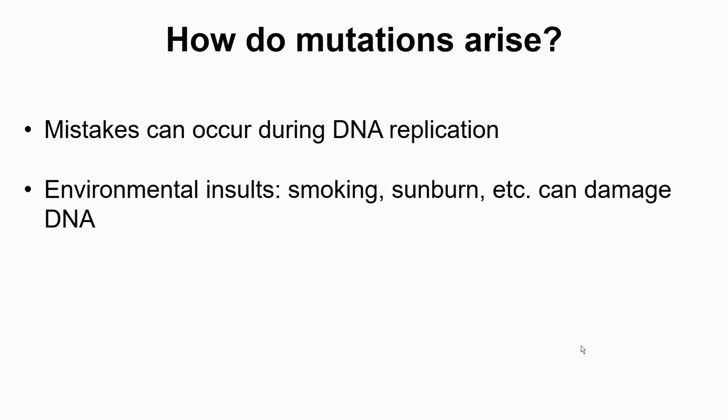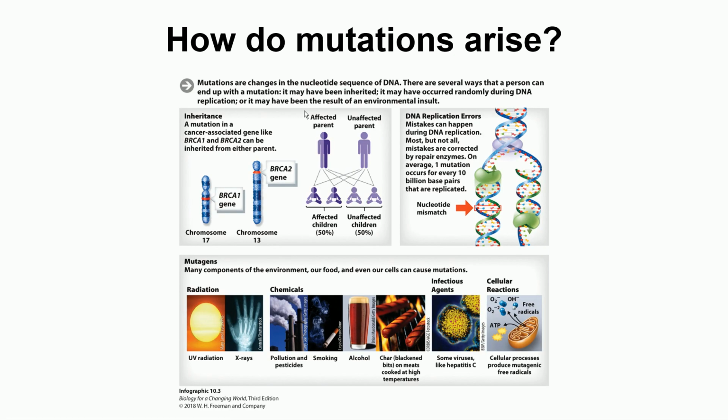So how do mutations arise? A mutation is a sudden change in DNA. They can arise because of environmental factors like smoking, sunburn, etc. Or they can also arise because of mistakes happening during DNA replication.